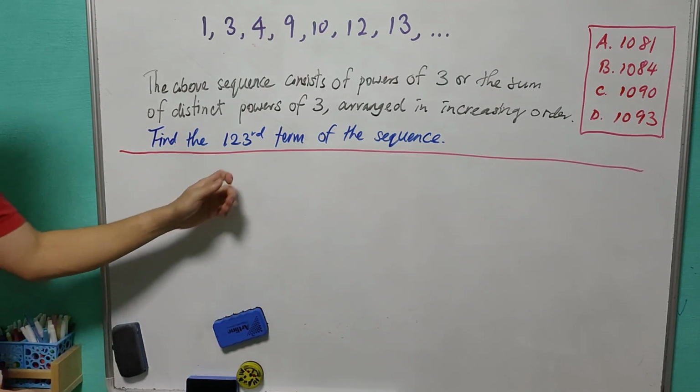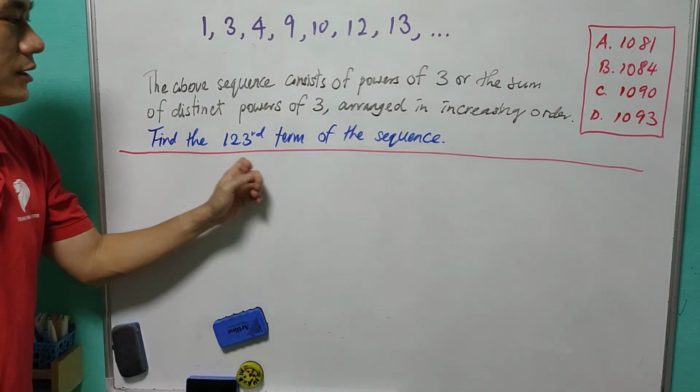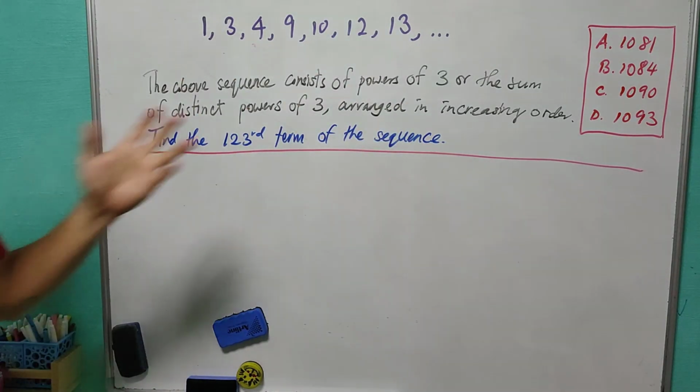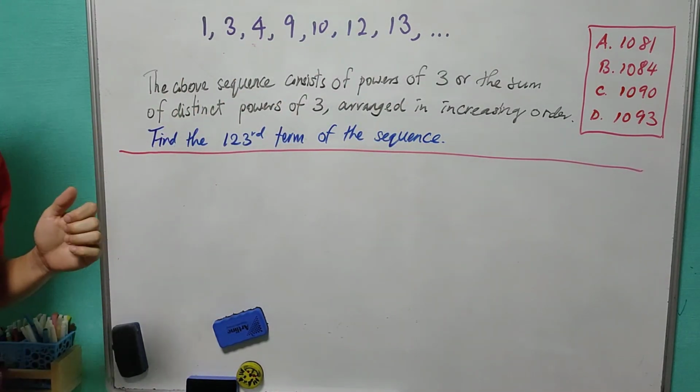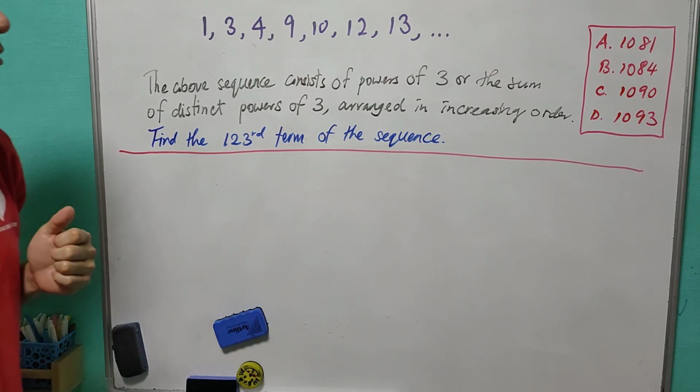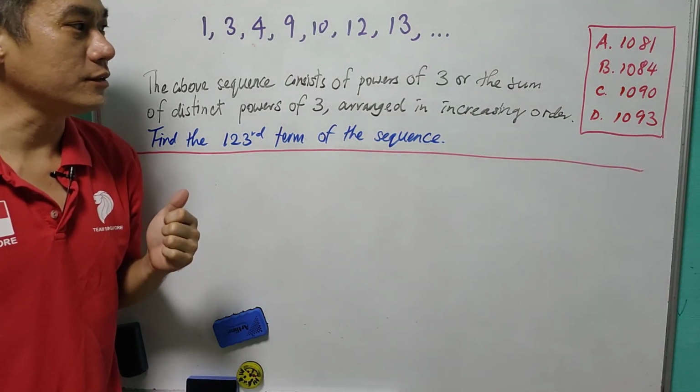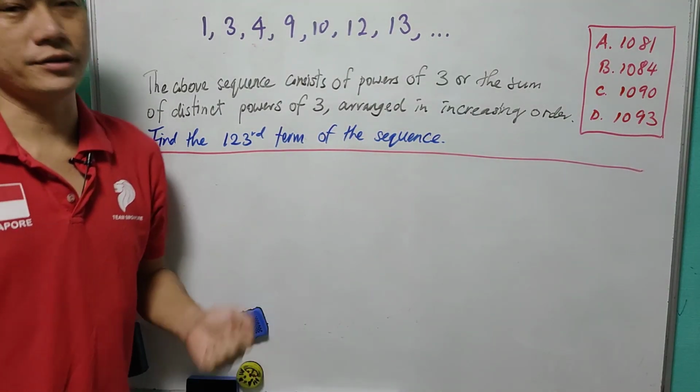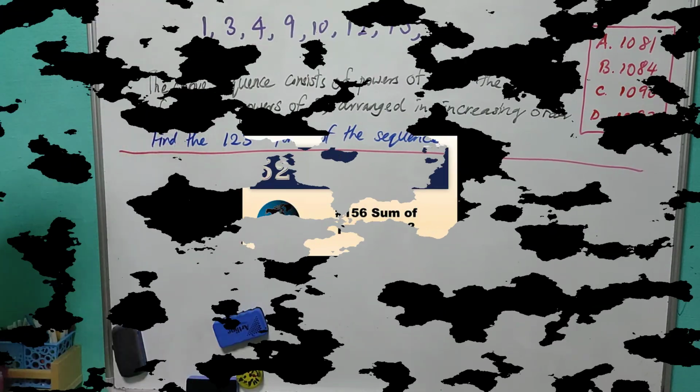Now we are asked to find the 123rd term of the sequence. And the options given are A, 1081, B, 1084, C, 1090, and D, 1093. What do you think?